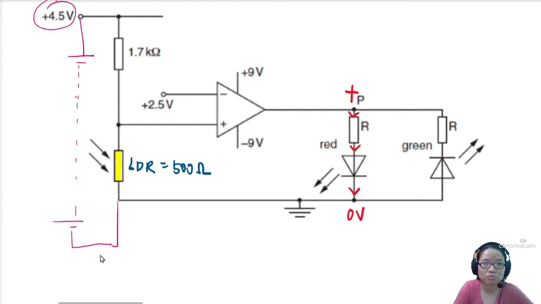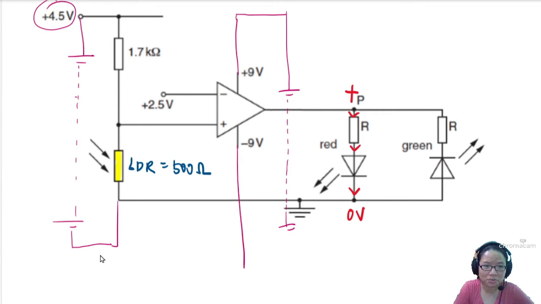You see this one also, we have to draw again. The circuit is already looking fairly complicated and headache. If we keep drawing and adding power supplies, then it's going to just give us more headache. So generally, people do not draw this. Okay, but if you want to, I draw for you.